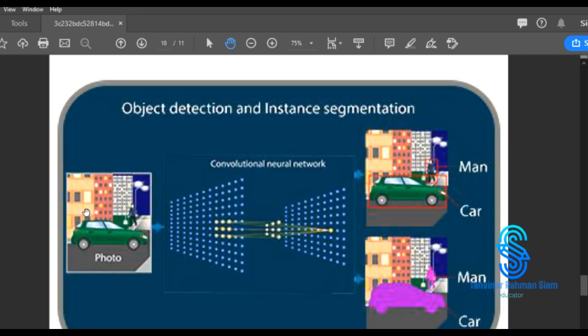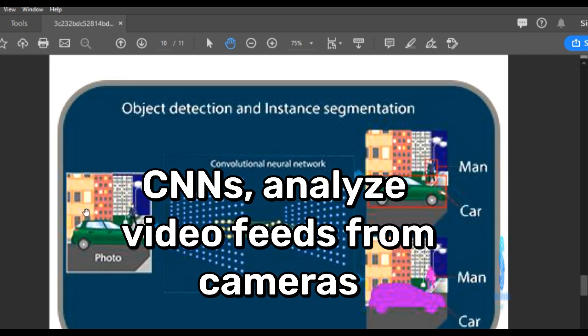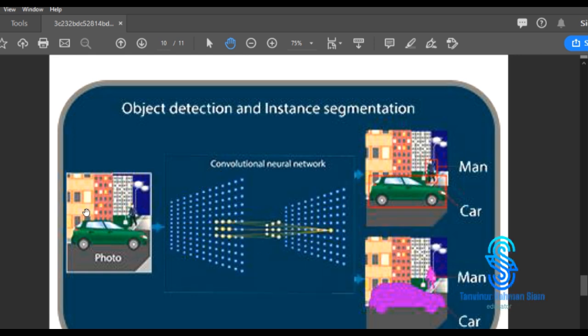Then comes lane detection. CNNs, that is convolutional neural networks, can also analyze video feeds from cameras mounted on vehicles to identify lane markings on the road. Whether there is any marking or not, whether there is any person sitting or not, everything is done by monitoring the cameras situated beside the roads. So by that we can detect the objects, and also the lanes.